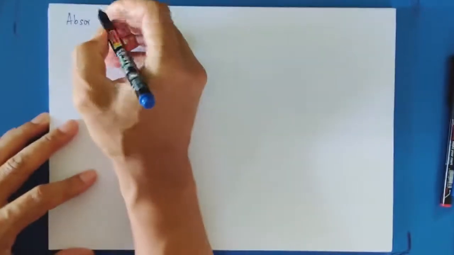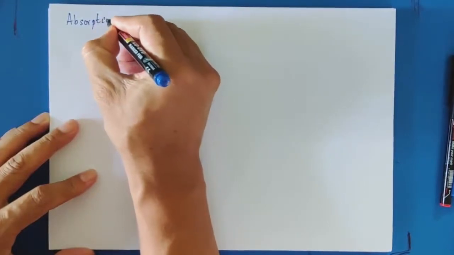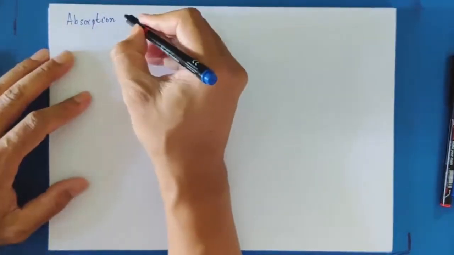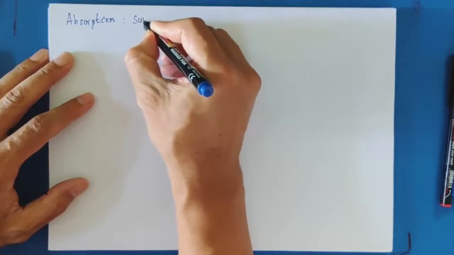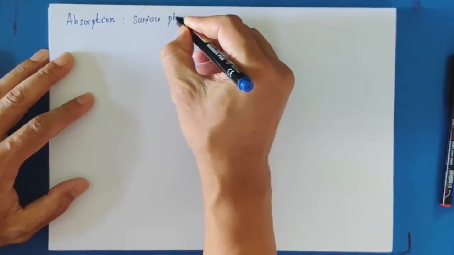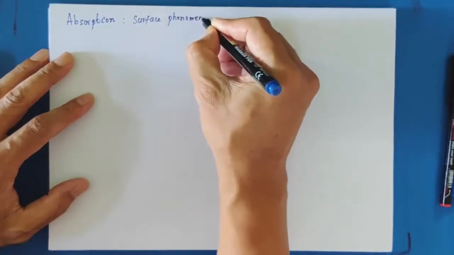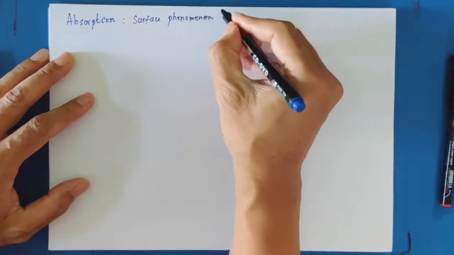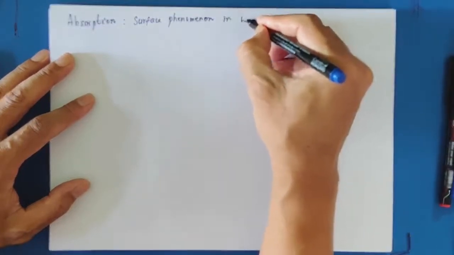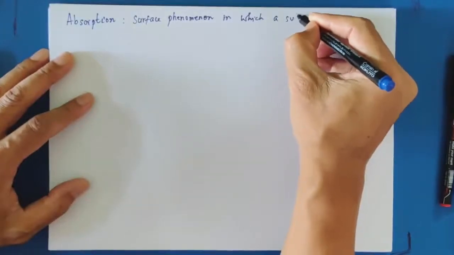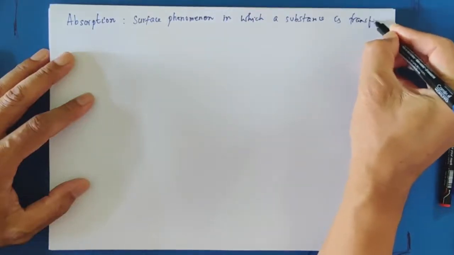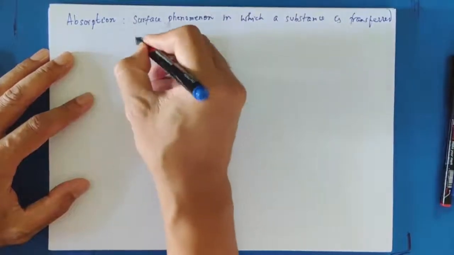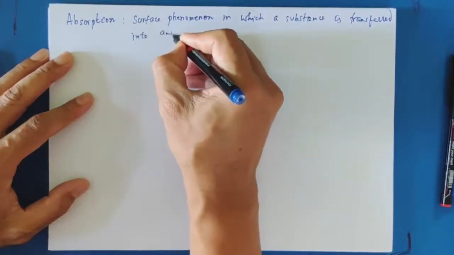What is absorption? The definition: it's a surface phenomenon in which a substance is transferred into another substance.